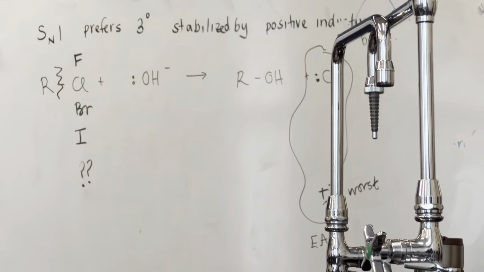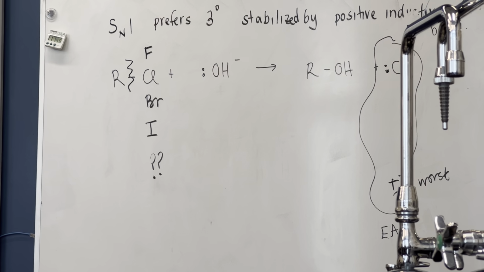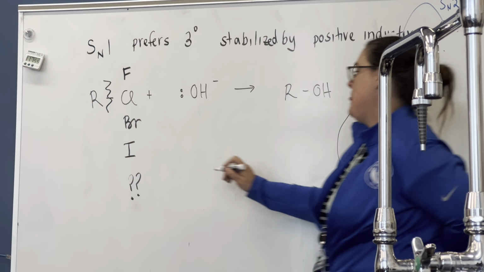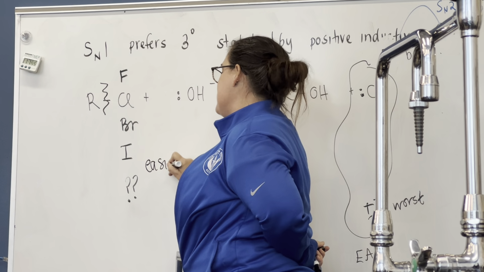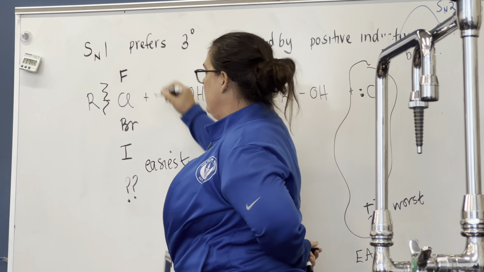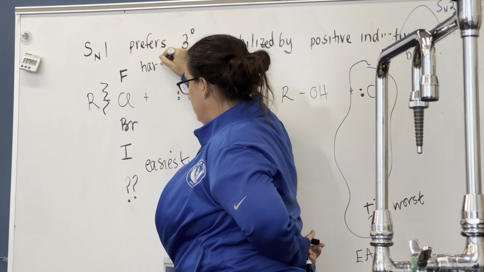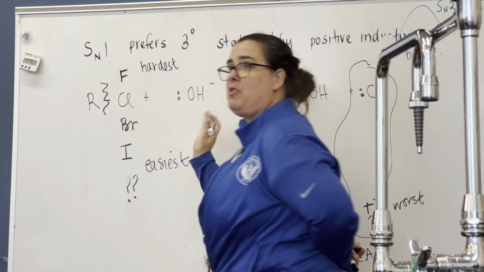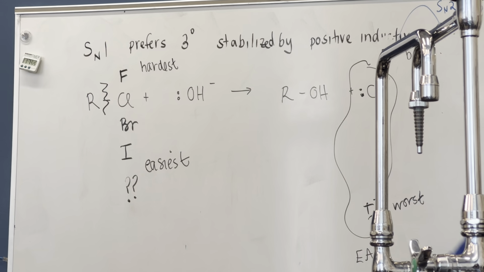Which one of these is going to be the easiest to break? There's the most size mismatch there. And so it is in fact the weakest bond. Of course you have a data booklet, right? So it's not like you need to memorize that, but you did a fantastic job.